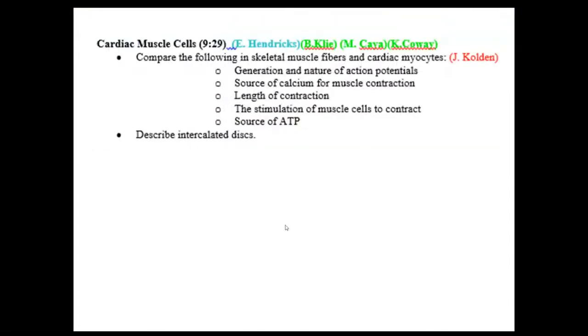Okay, let's go on and move on to cardiac muscle cells. Quite a few students indicated this was the muddiest point. One of the things I wanted you to do in learning about cardiac muscle cells was to compare skeletal muscle cells to cardiac muscle cells, because we've covered skeletal muscle cells in the muscular system. So you should be somewhat familiar with them.